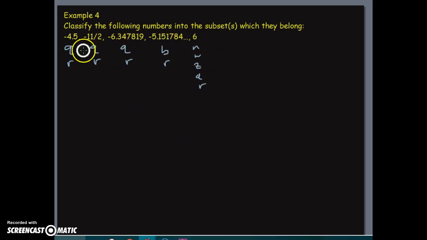So what class or classes do they all belong to? Well, they're obviously not natural, whole, or integer. Are they all rational? Well, 4 of them are rational, right? But this one right here is irrational, so we can't say that they're all rational. Are they all real? Yes, they are. They're all real numbers. So we can just say that these are all real numbers.